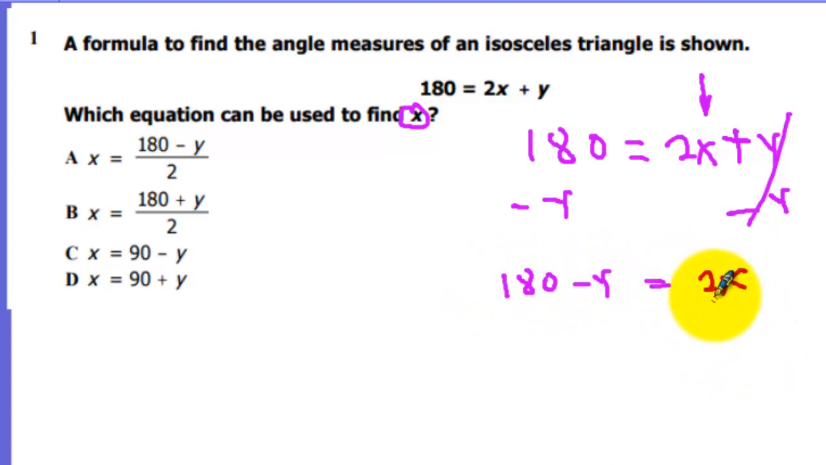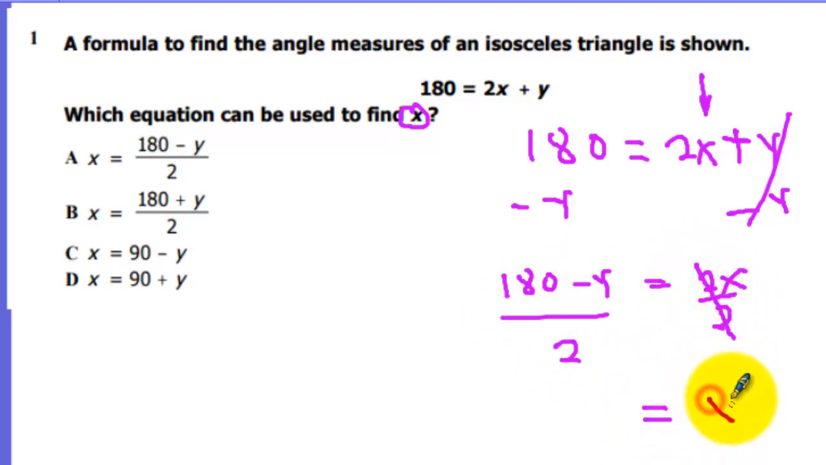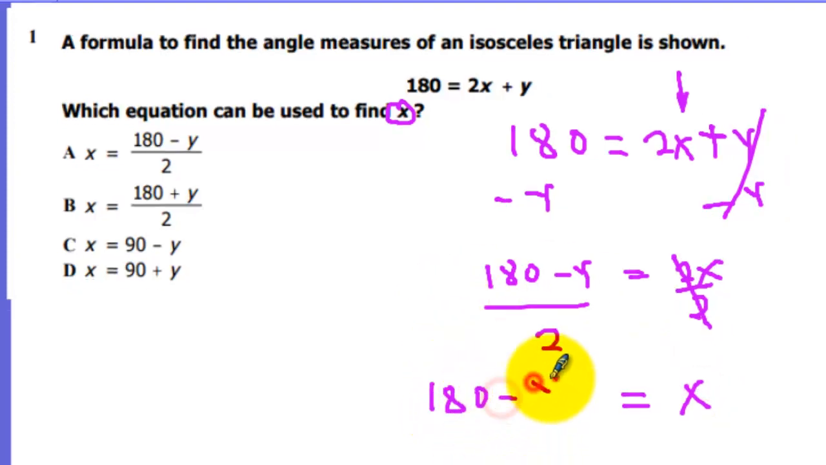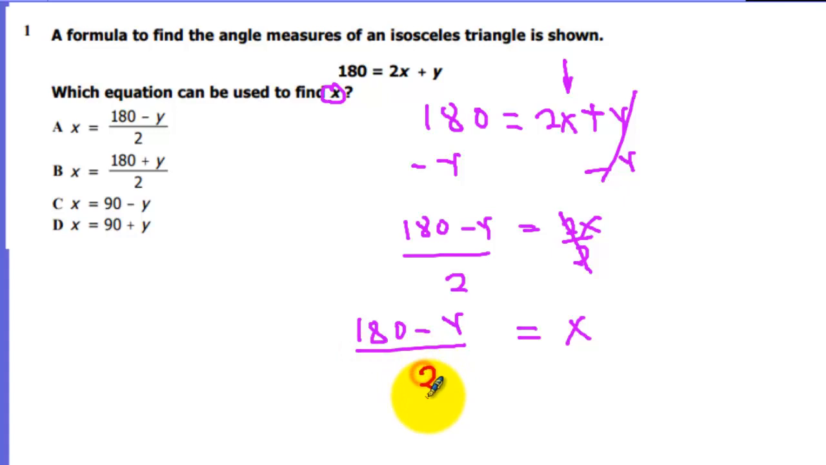Now I have here 2 times x, so we are multiplying 2 to our x. We have to use the inverse operation. This is multiplication, so I have to divide both sides by 2. Using our multiplicative inverse, this will cancel out. We'll end up getting x equals 180 minus y over 2.